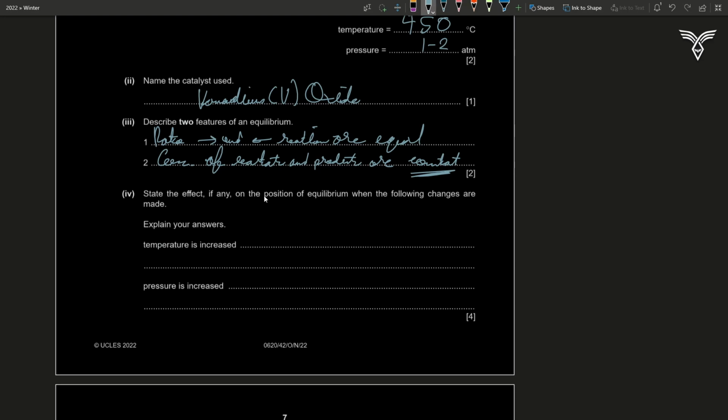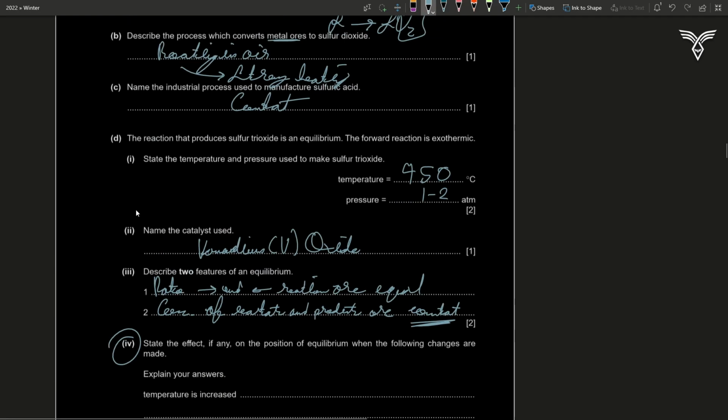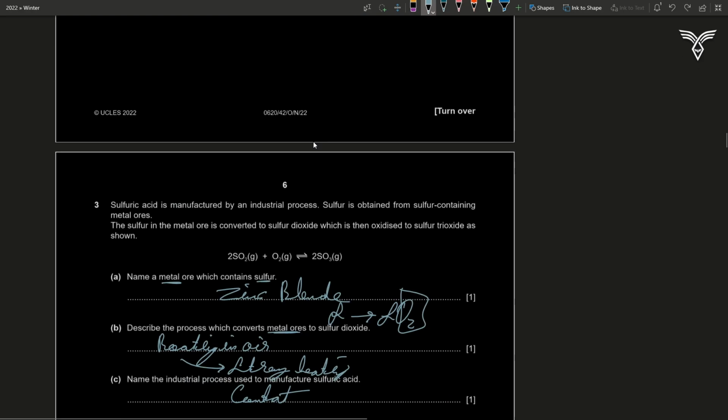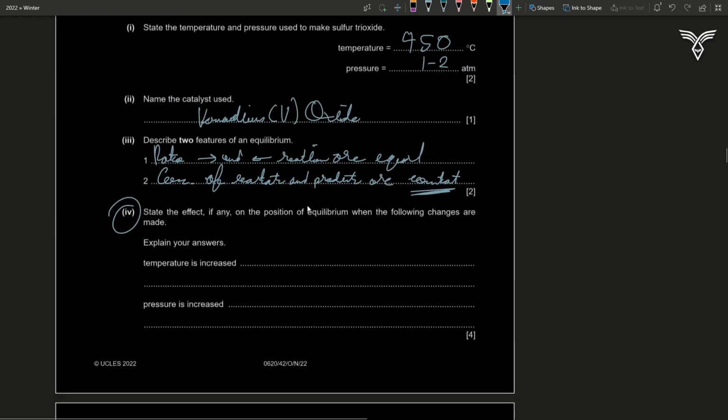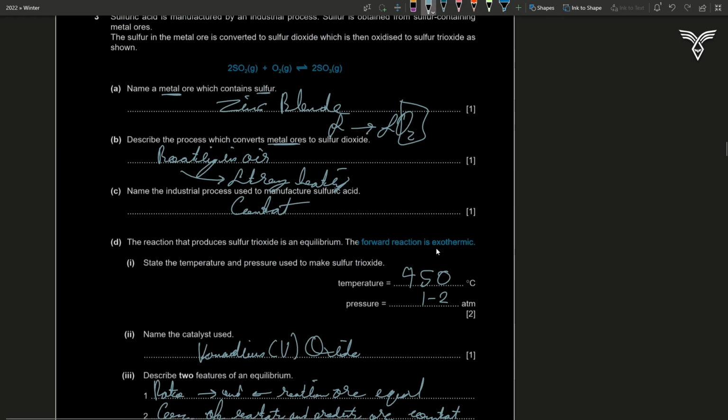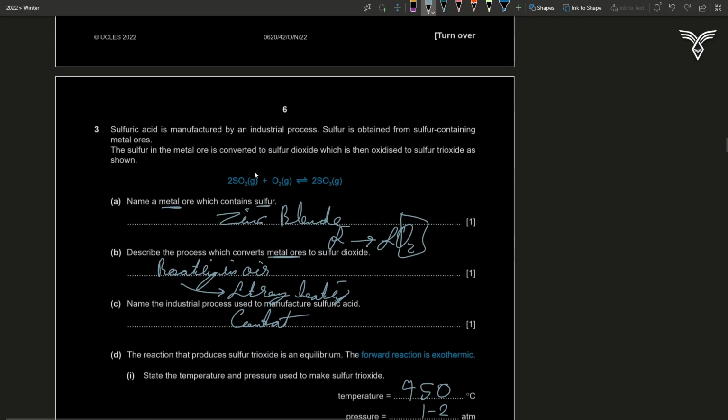State the effect, if any, on the position of equilibrium when the following changes are made. Explain your answers. This question refers to this part: the forward reaction is exothermic. Is there an equation above? Yes. So we have to use this, the part we highlighted, and we have to use the fact that the forward reaction is exothermic. Explain your answers. What happens when the temperature is increased? It says the forward reaction is exothermic, meaning naturally as I progress to this side, more heat is released. So that means my temperature here increases.